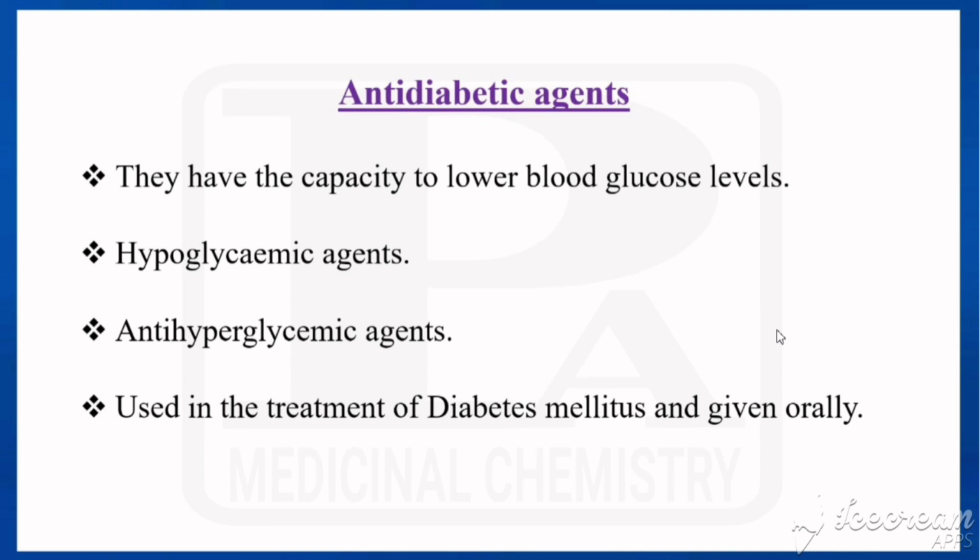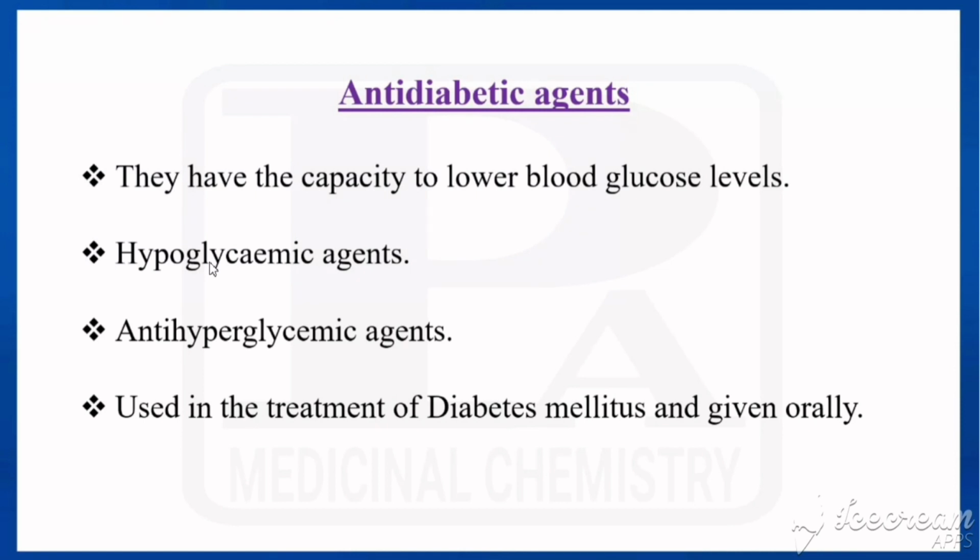Last two classes we have seen about insulin and its preparation. So in this class we are going to see other anti-diabetic agents. First we'll see what is an anti-diabetic agent. These are the drugs that have the ability to lower the blood glucose level.